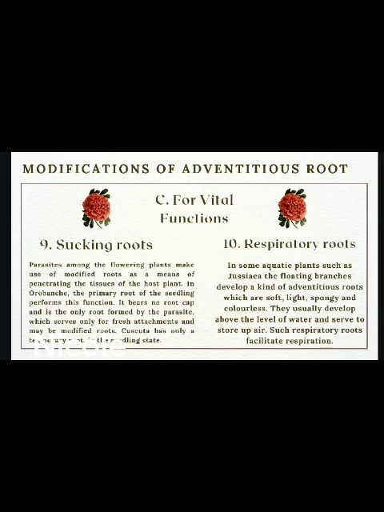C. For vital functions. 9. Sucking roots. Parasites among the flowering plants make use of modified roots as a means of penetrating the tissues of the host plant. In Orobanche, the primary root of the seedling performs these functions. It bears no root cap and is the only root formed by the parasite, which serves only for fresh attachment and may be modified roots. Cuscuta has only a temporary root in the seedling state. That's all, my part.